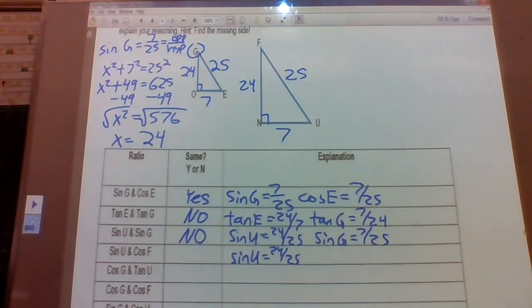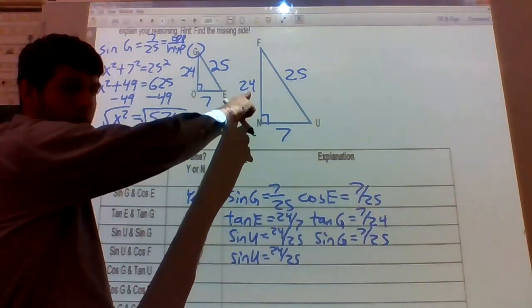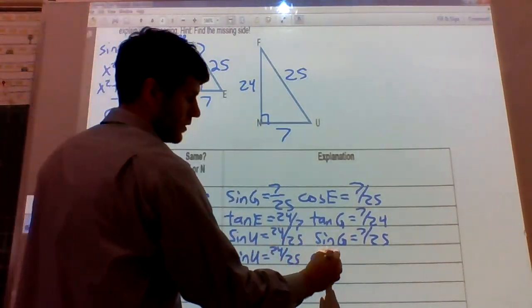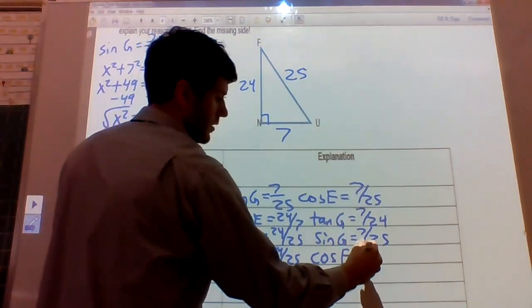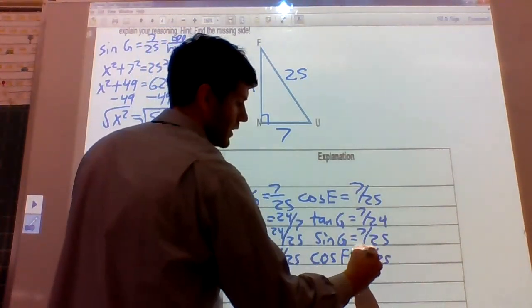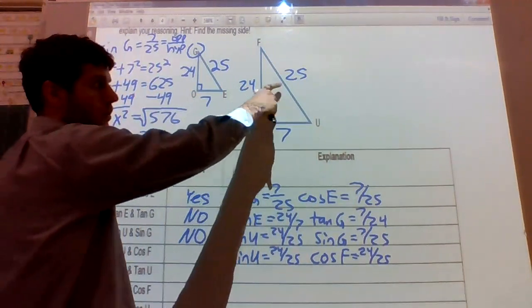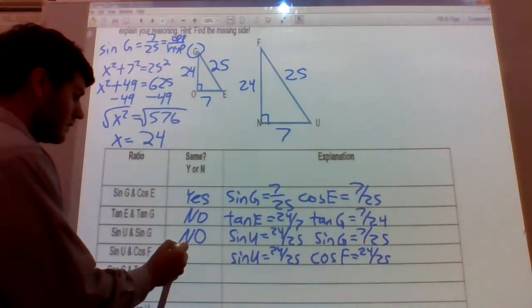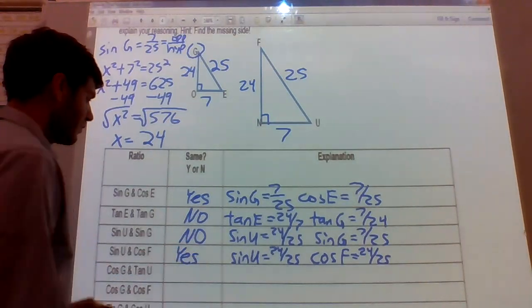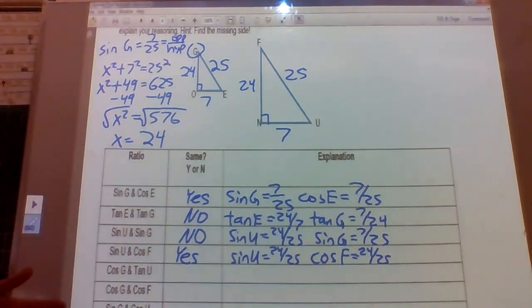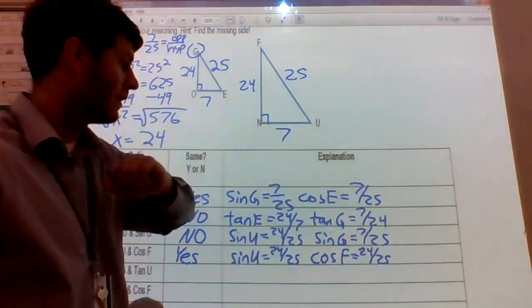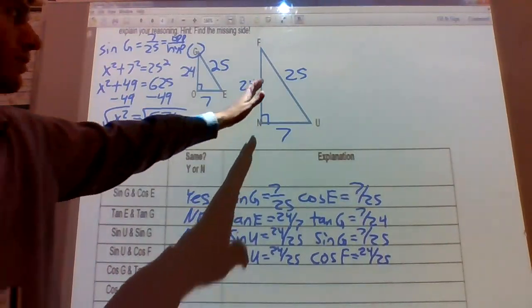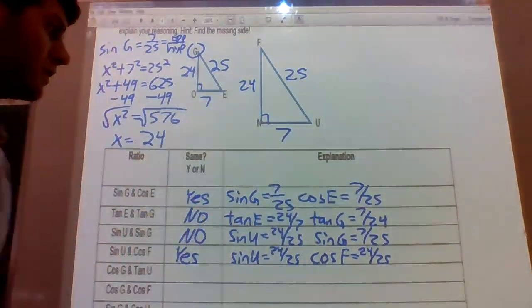Sine of U, we just said sine of U is 24 over 25. Cosine of F, so adjacent over hypotenuse, so 24 over 25. Adjacent to F, next to F, is 24, hypotenuse is 25. And so that is a yes. And again, our explanation here is the same as it is for the first one. The sine of one angle is going to equal the cosine of its complement. So F and U are complementary angles.